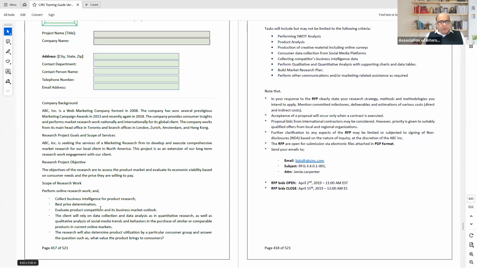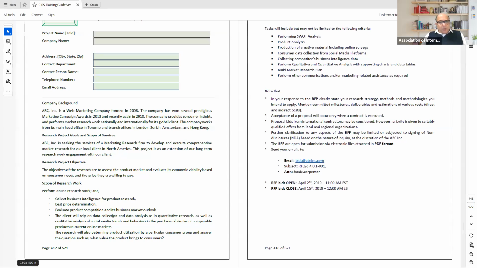Best price determination. So that is their other objective. Evaluate product competition and its business market outlook. So here you're going to do industry research, consumer research, product viability research, you know, trending product or not, all that sort of information you have to collect.